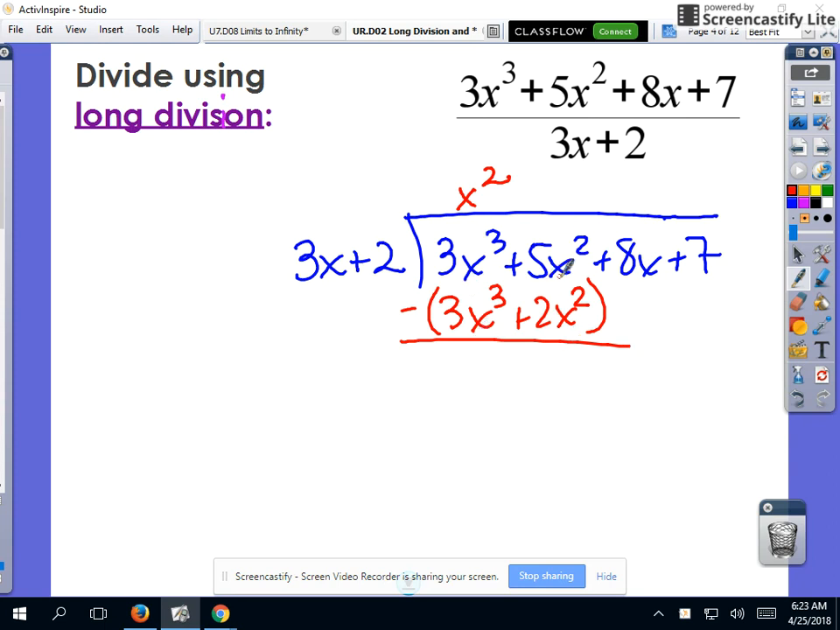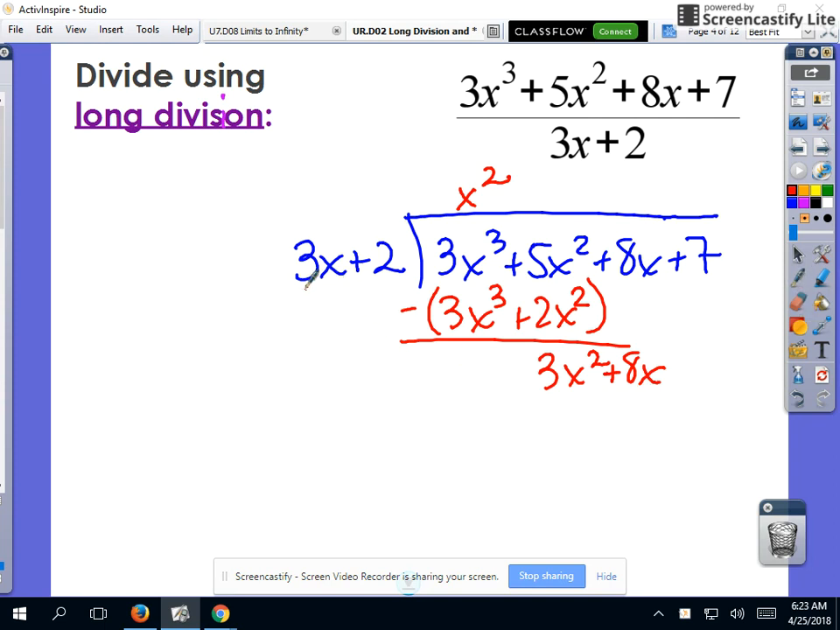The second term, 5x squared minus 2x squared, is equal to 3x squared. Don't get that backwards or incorrect, please. Make sure that if you use the subtraction, you get the right answer. Okay, plus 8x.